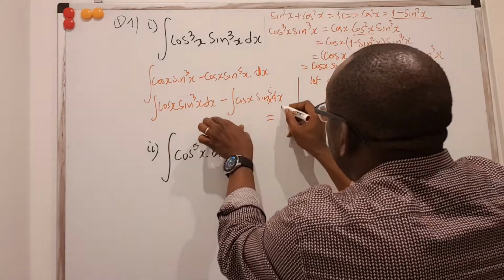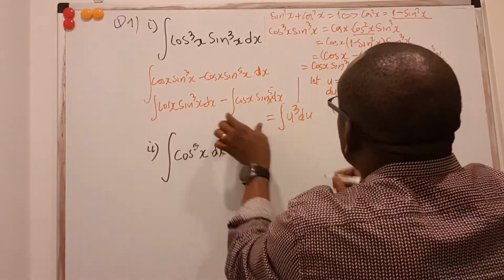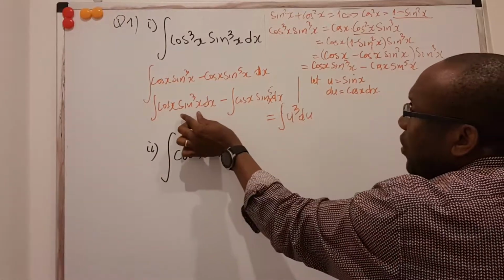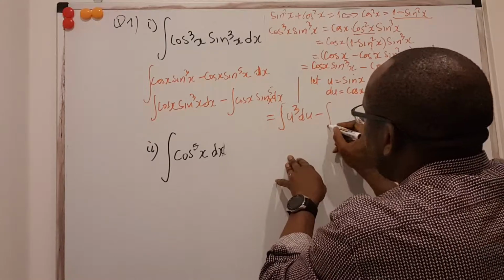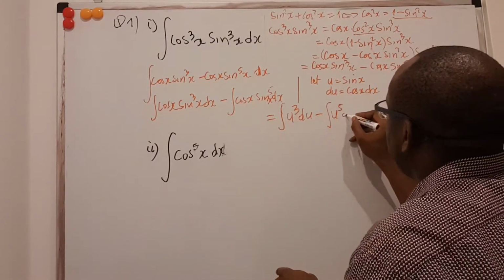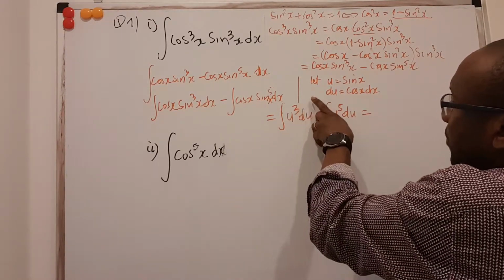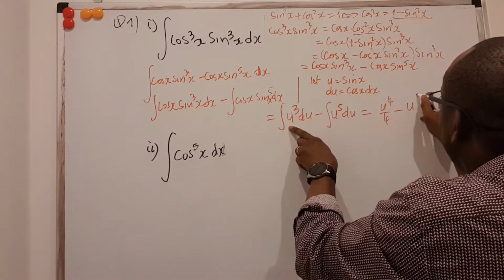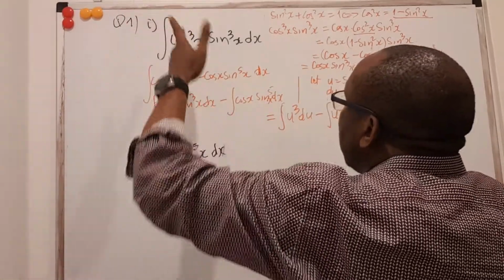So this now will become the integral of u to the power 3 du, because my du is cos x dx, this cos x and this dx become du, and what is left is sine to the power 3, but sine x is u, minus the integral. I'll do the same here, cos x dx is du, and this is to the power 5. So that is that. And this is a simple integral to do. This is just u to the power 3 plus 1 divided by 3 plus 1. So this is u to the power 4 on 4 minus u to the power 6 on 6 plus a constant, because this is an indefinite integral.